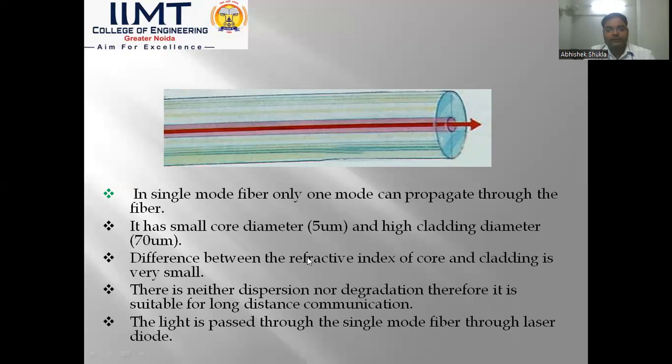Now, the difference between the refractive index of core and cladding must be very small. There is neither dispersion nor deterioration, therefore it is suitable for long distance communication. It means there is less loss or dispersion in this type of fiber. The light is passed through the single mode fiber through a laser diode. For transmitting our signal, we have to use some type of laser according to our need.